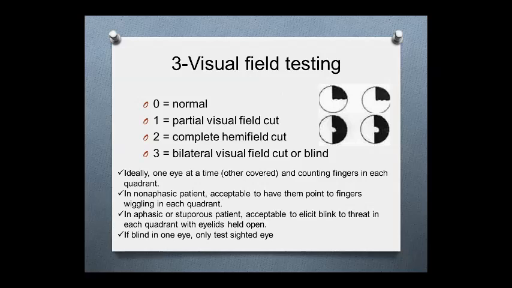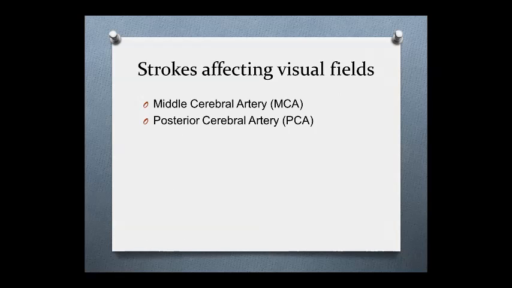Another thing important to note on this is if they are blind in one eye, you only test the eye that has vision, and it doesn't play a part in the scale. Some of the things that would affect our visual fields are some of our large arteries, such as the middle cerebral artery and the posterior cerebral artery. I'm concerned that this is a large vessel occlusion when patients do have a visual field cut.